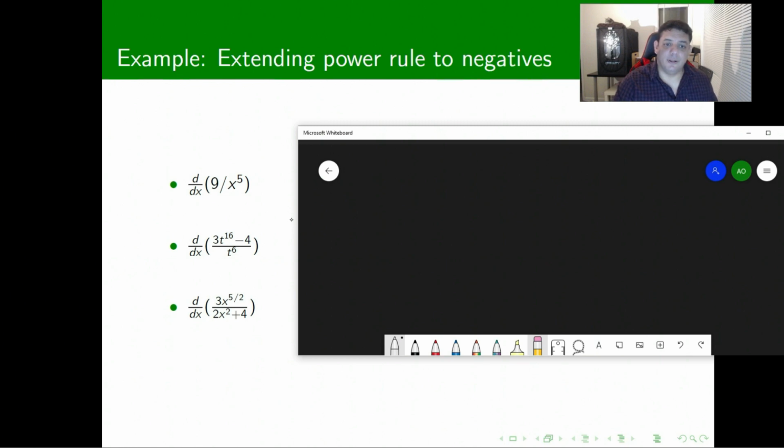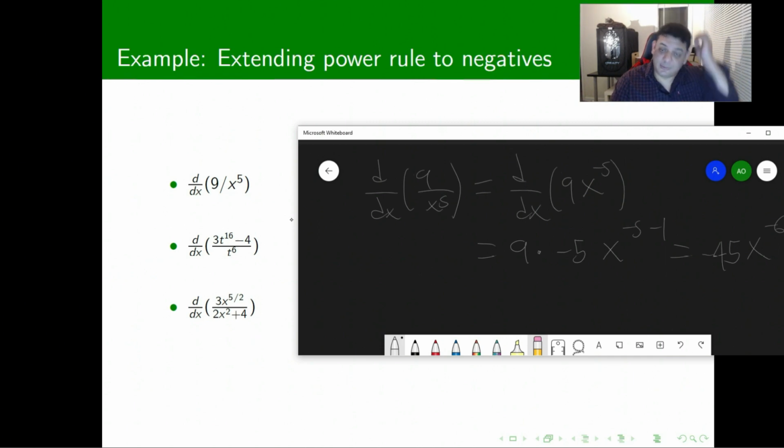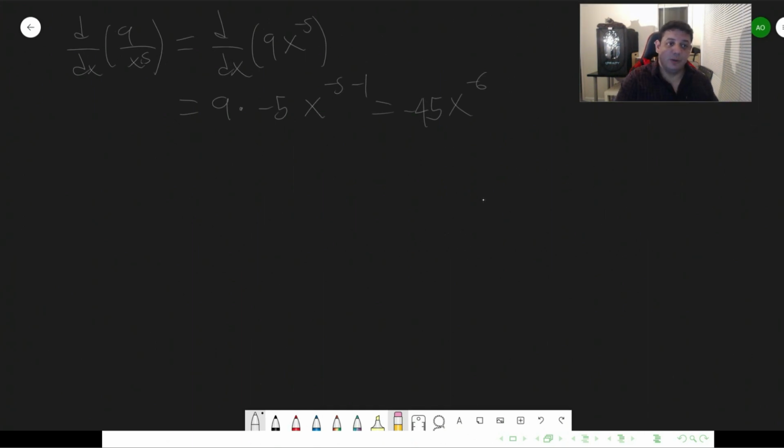So first, notice we have the derivative of 9 over x to the 5. Normally, we were putting the power on top, and now we're saying, oh, okay, so this is 9x to the minus 5. And I still believe that this is the best way to do it, because that means this is 9 times minus 5x to the minus 5 minus 1. That's the derivative. And so this is minus 45 x to the minus 6, right?